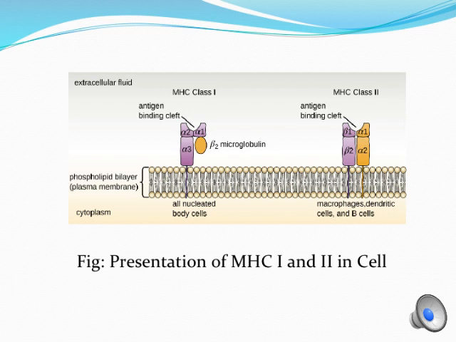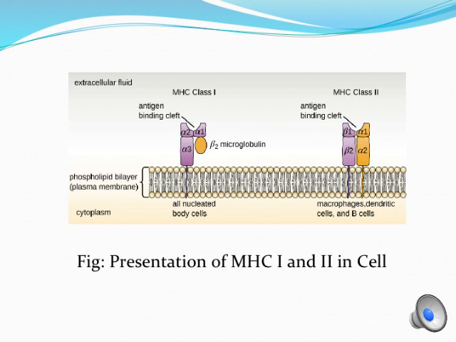This is a figure that shows presentation of MHC 1 and 2 in a cell. As I told you, it is a membrane bound molecule. You can see the phospholipid bilayer of the plasma membrane. You must have studied the fluid mosaic model of the plasma membrane. You can see two kinds, MHC class 1 as well as MHC class 2.